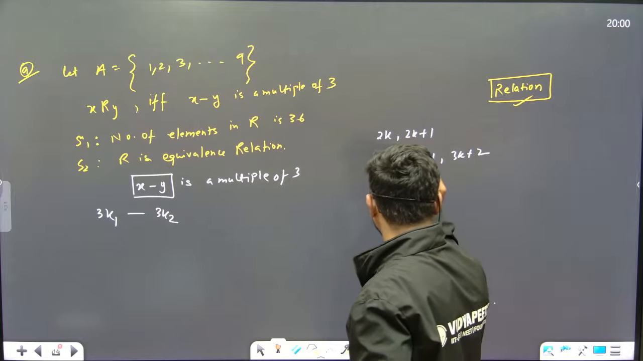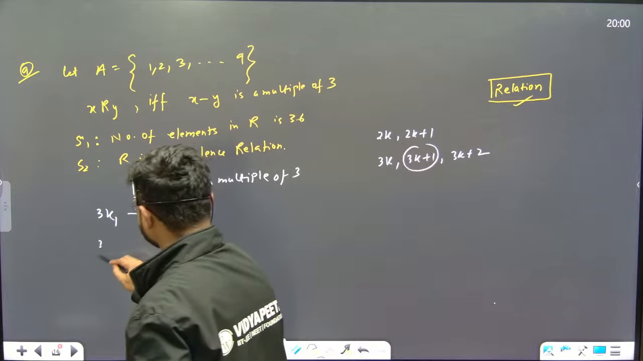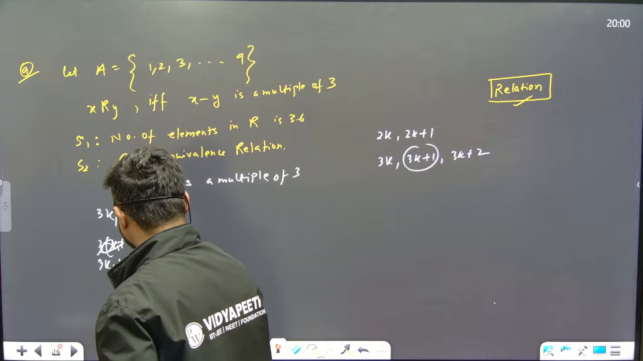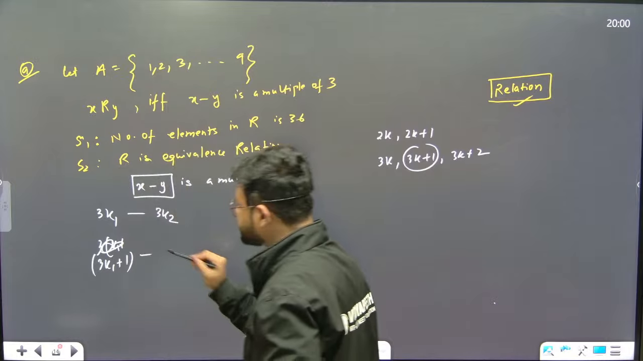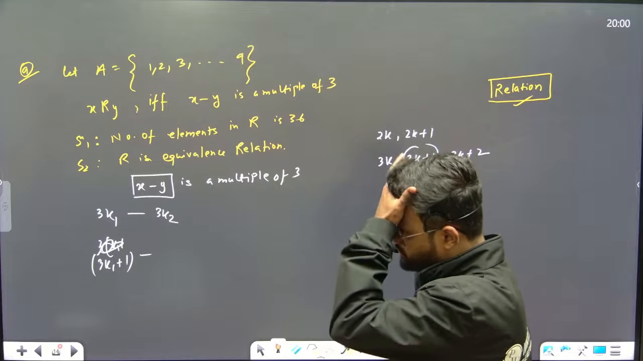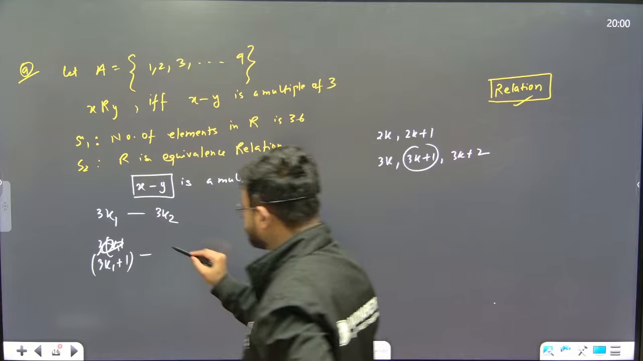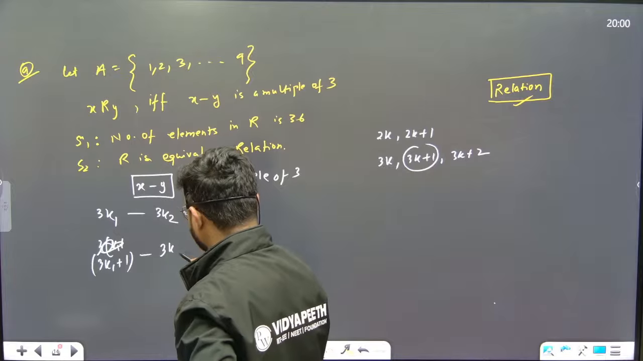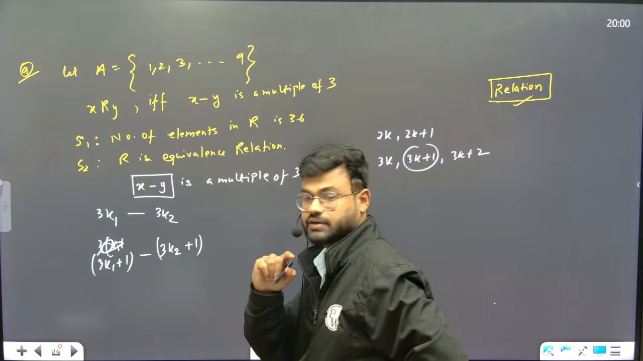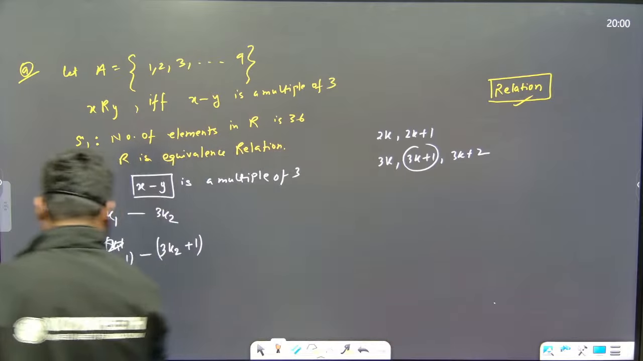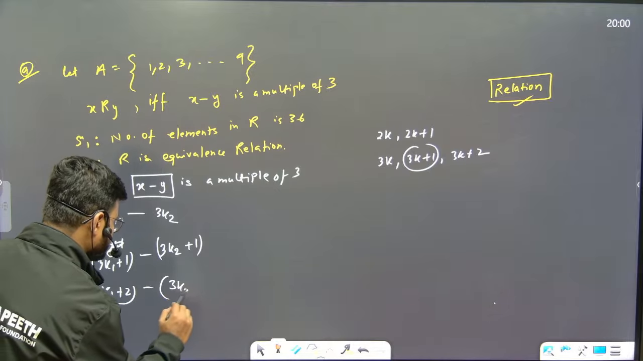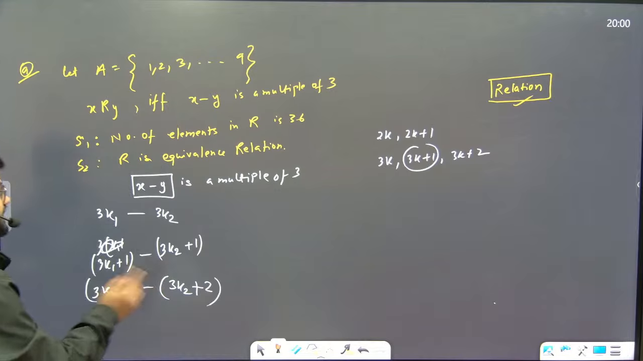Or if I am considering x is 3k1 plus 1, right? Then again you can observe y cannot be 3k1 or 3k plus 2. In that case we will again not get a multiple of 3, so it must be 3k2 plus 1. Again 1 and 1 will cancel out, again we will get a multiple of 3. And the third case that we are going to consider is 3k1 plus 2 minus 3k2 plus 2, again we will get a multiple of 3.